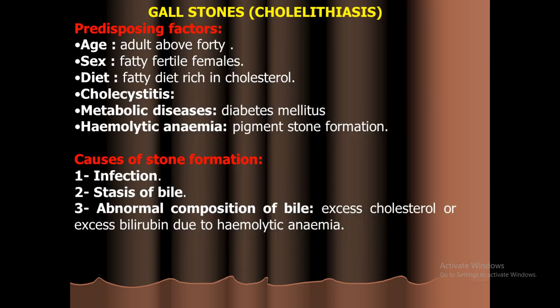Now, what are gallstones? Gallstones are usually seen in adults, female, fertile, 40, fat, eating a large amount of cholesterol, may have cholecystitis or be diabetic patients. All of these are predisposing factors for gallstones. Gallstones occur due to infection superadded by inflammation and stasis of the bile inside the gallbladder.